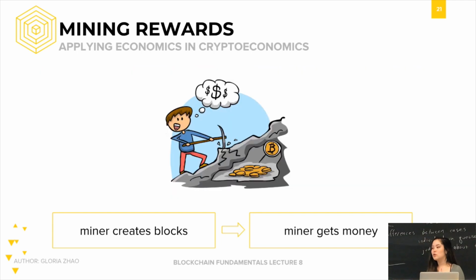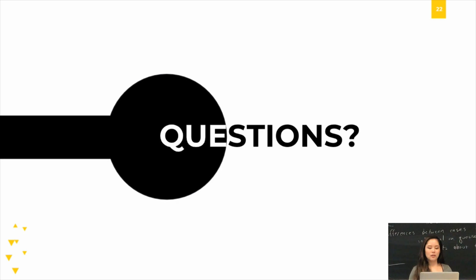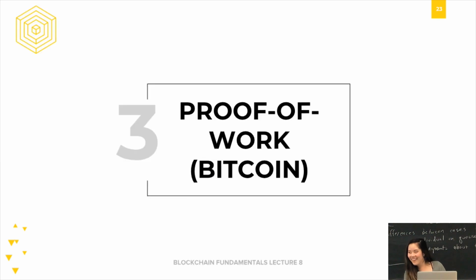In Bitcoin, the most obvious one is mining rewards. So we want miners to create blocks, which benefits the system, but it also benefits them because miners get money in the form of mining rewards and transaction fees. So are there any questions on what cryptoeconomics is, how cryptography and economics fit in? This is not a very technical lecture, so if you want to just discuss something, that works too. Cool. I'll just move on then.